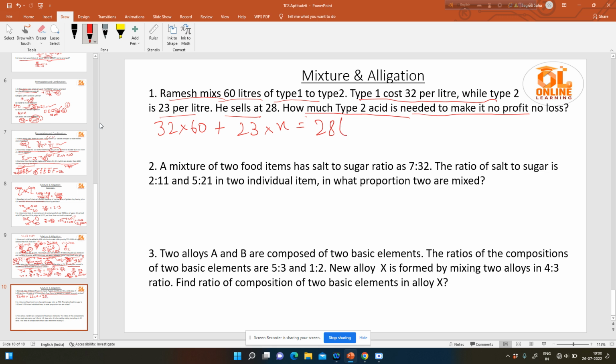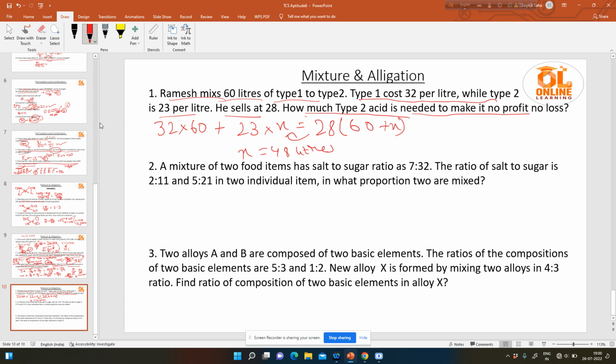So what is the total quantity? It will be 60 plus x, and they are equal, then only we will have no profit or no loss. So this is our equation. If we solve it, you will get x as 48 liters. Okay, so if we add 48 liters of type 2 at 23 rupees, and then we sell the total amount at 28 rupees, then we will have no profit and no loss.